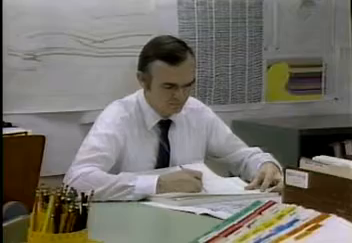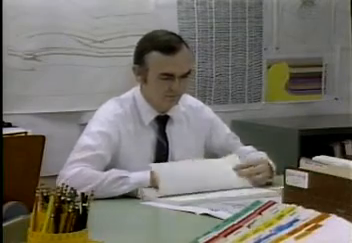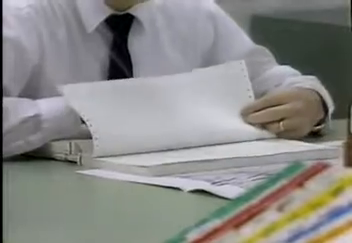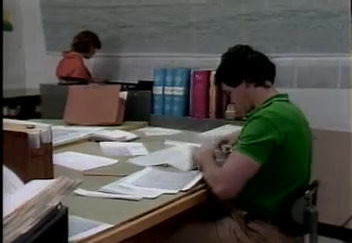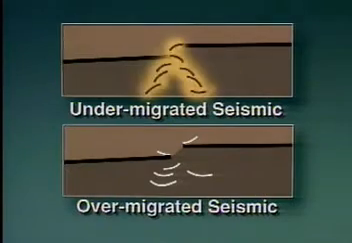We usually take a few binned stack lines from a crucial part of the prospect and migrate the lines in 2 dimensions, using migration velocities that are 90 to 95% of the stacking velocities. Then we inspect the results for evidence of under and over migration.